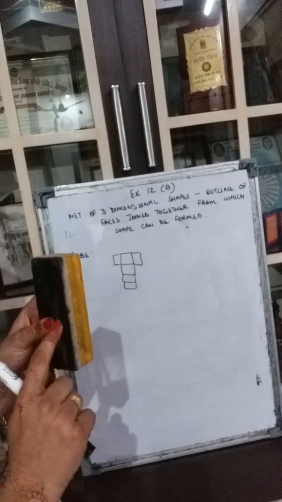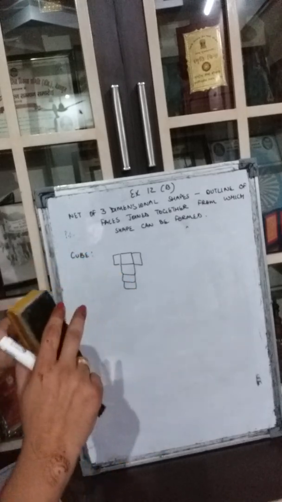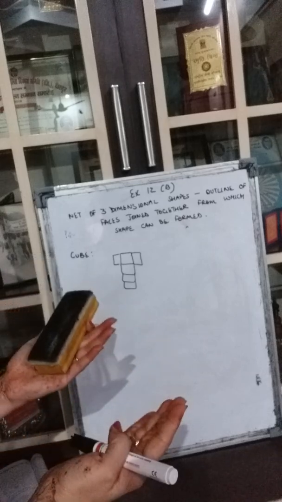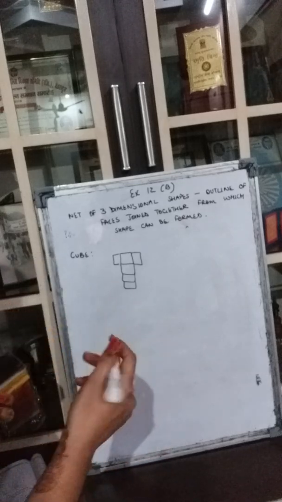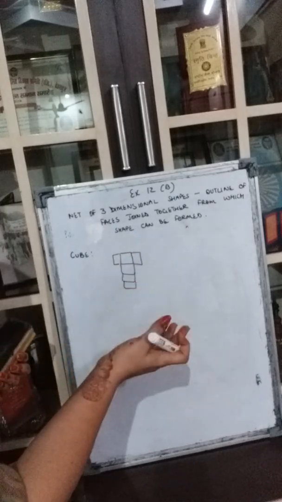For example, suppose we have a cuboid. It is made up of six faces, all in rectangular shape. What happens when we open it, suppose it is made of paper, and we open this cuboid? How will each face look when joined together?